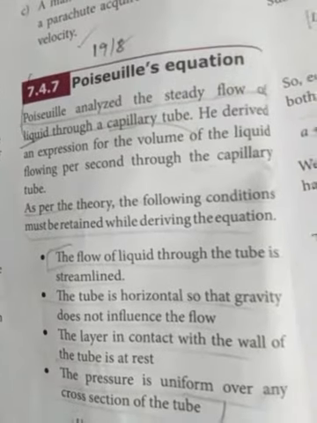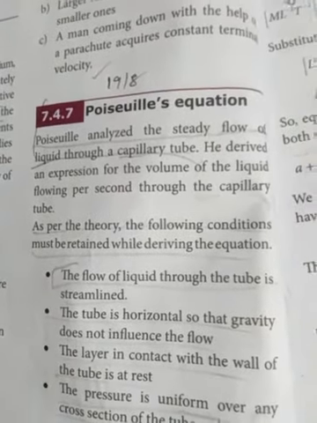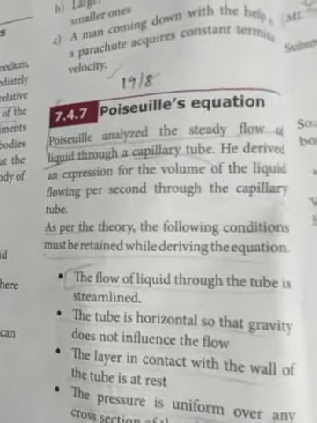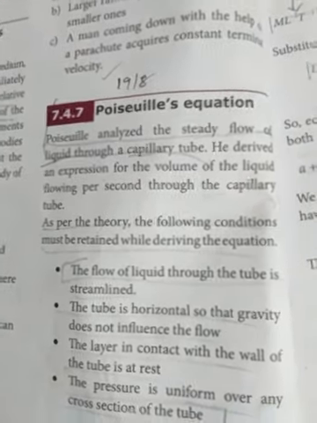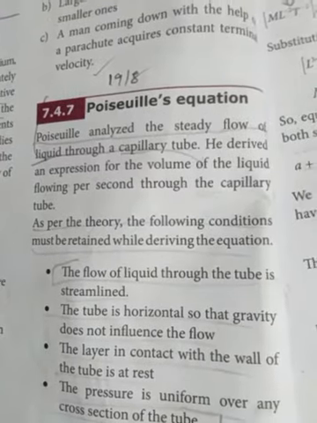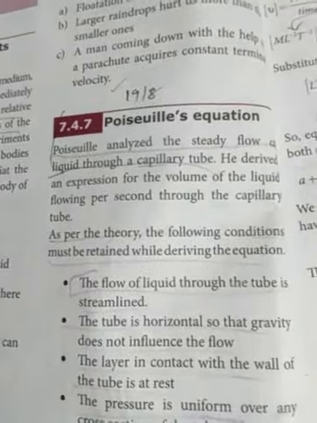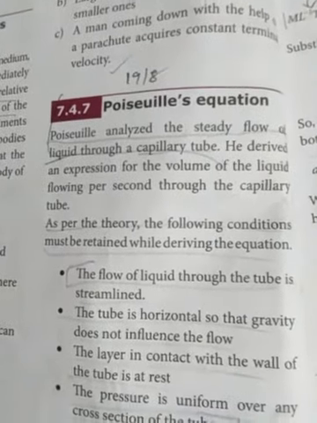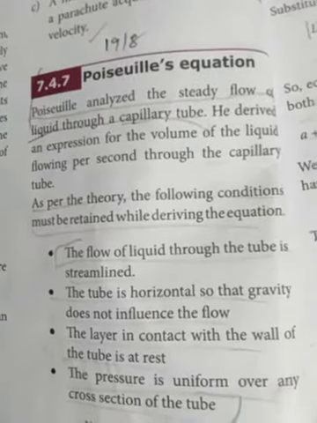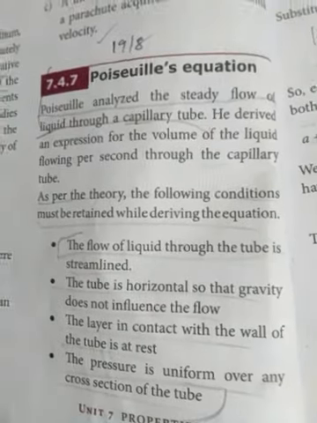The flow of liquid through the tube is streamlined. The tube is horizontal, so that gravity does not influence the flow. The layer in contact with the wall of the tube is at rest. The pressure is uniform over any cross section of the tube.